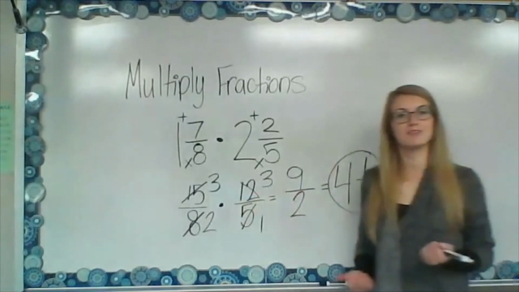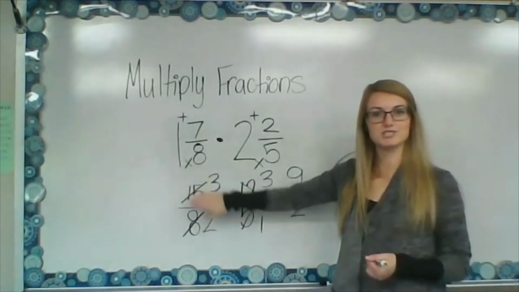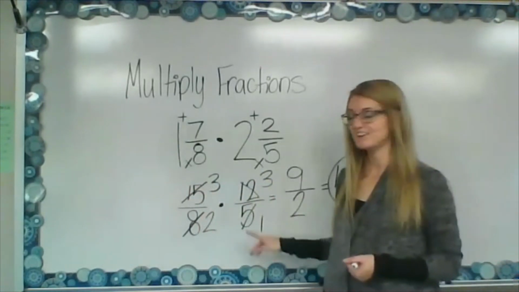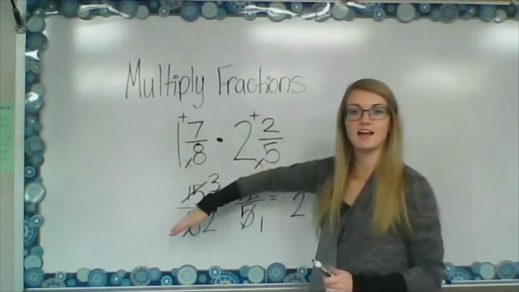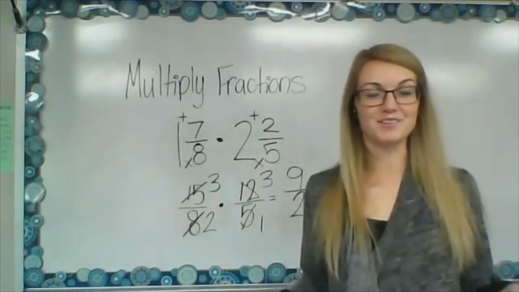Okay, so when you're multiplying fractions, when you get to this point where you just have 2 regular fractions, you can cross-simplify. Find a number that goes into these numbers and those numbers, and you'll be good to go.